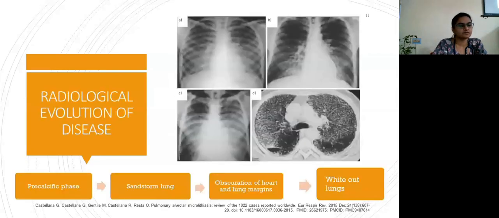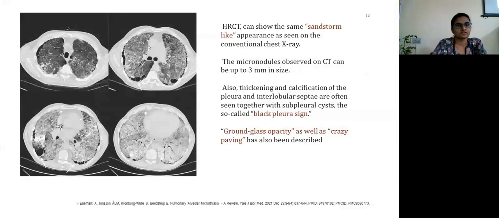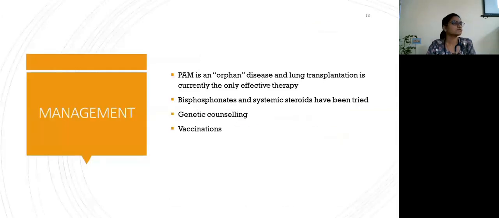Radiologically, they can progress through 4 stages. It's a pre-calcific phase. Then they develop a sandstorm lung. Then with obscuration of the heart and the lung margins, and at last they develop the whiteout lungs. So these are the HRCT findings which I was telling about: sandstorm lung and the black pleural sign. So management wise, it's an orphan disease.